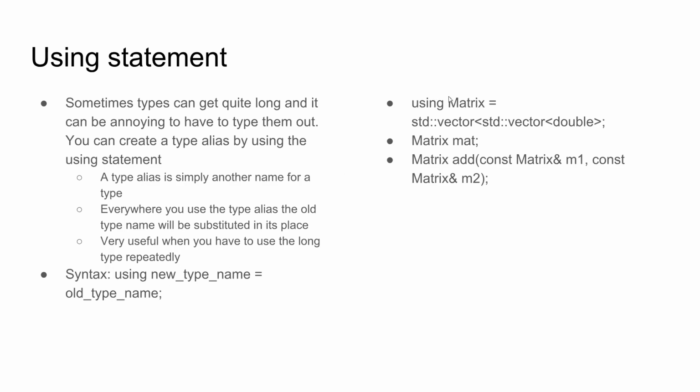So I might say using matrix equals std::vector of std::vector of doubles. Right? So now instead of having to say this whole type every single time, I can just say I want a matrix called mat. Or I want this function add to return a matrix and accept two matrices as arguments, right? But matrix just really means an std::vector of std::vector of double. Any questions here?